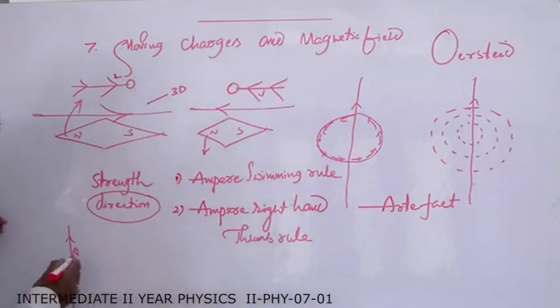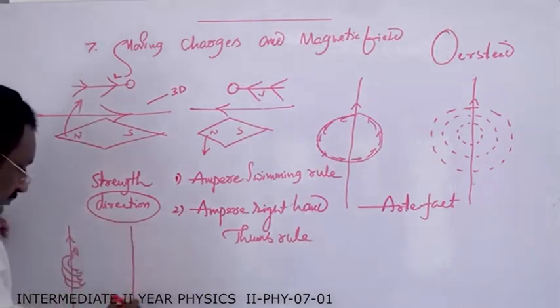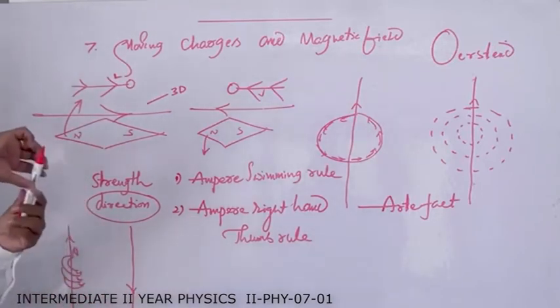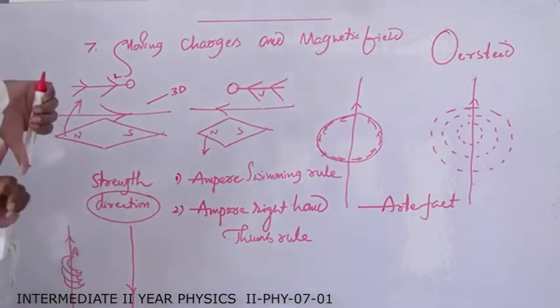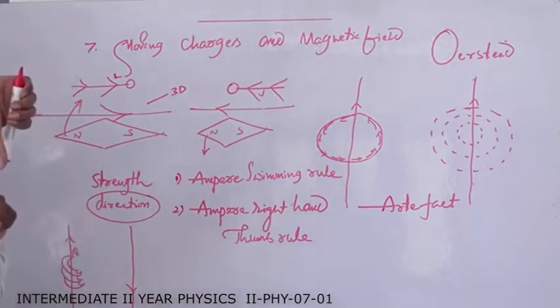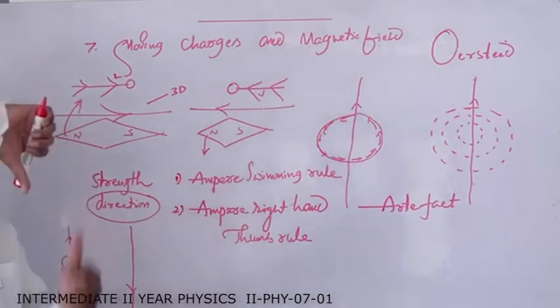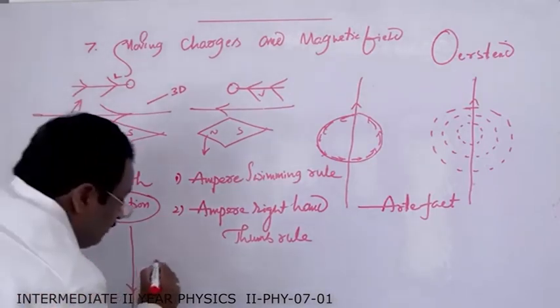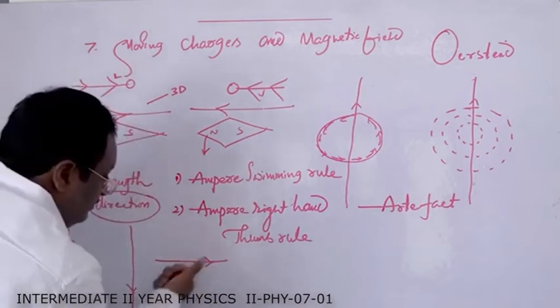So this is the thumb. The thumb indicates the direction of flow of current. The remaining curling fingers indicate the direction of the magnetic field. Suppose you take it like this, the current is flowing downward. The thumb indicates the direction of flow of current, and the curling fingers indicate the direction of the magnetic field. Or like this, the current is flowing like this.